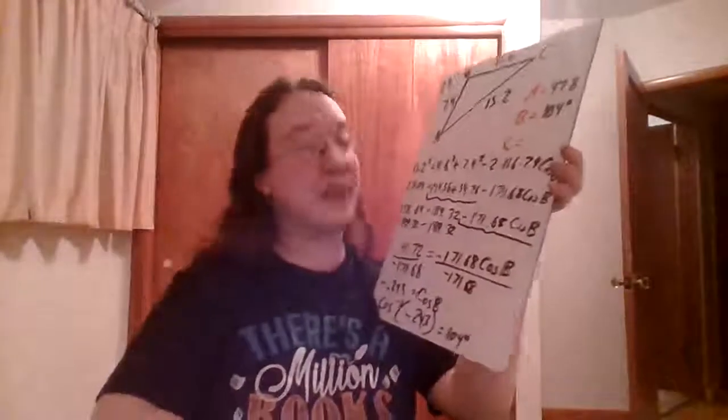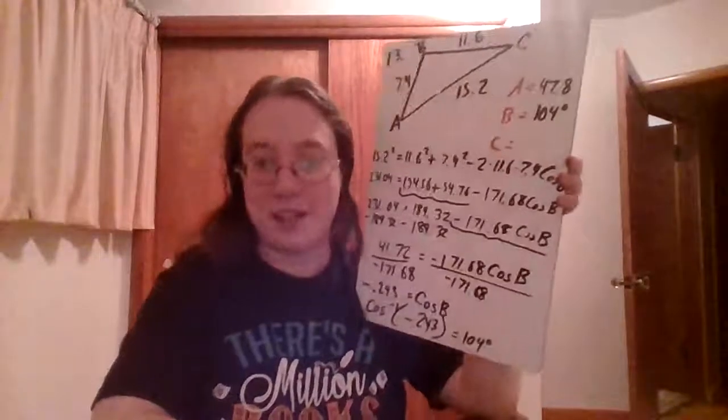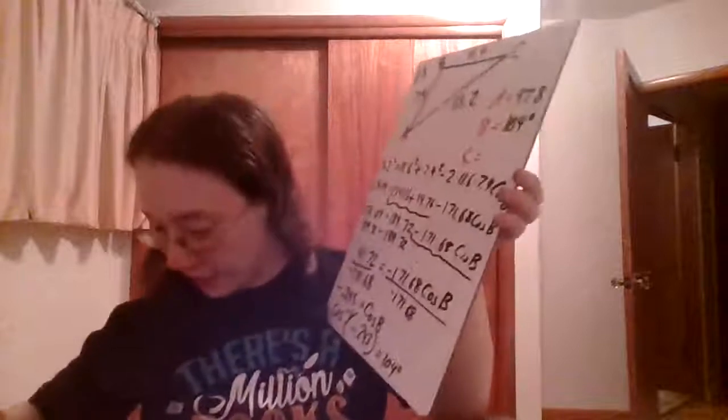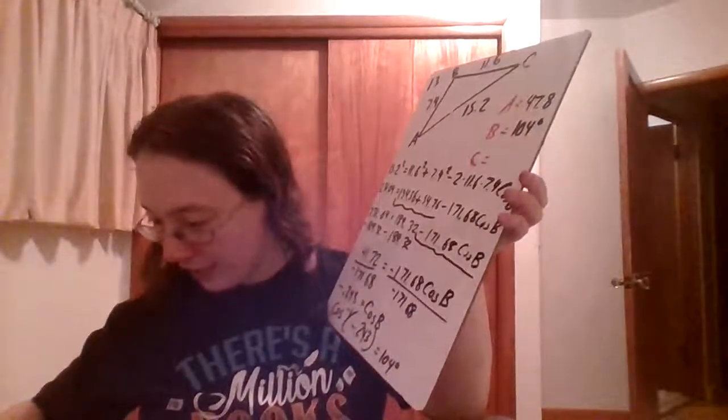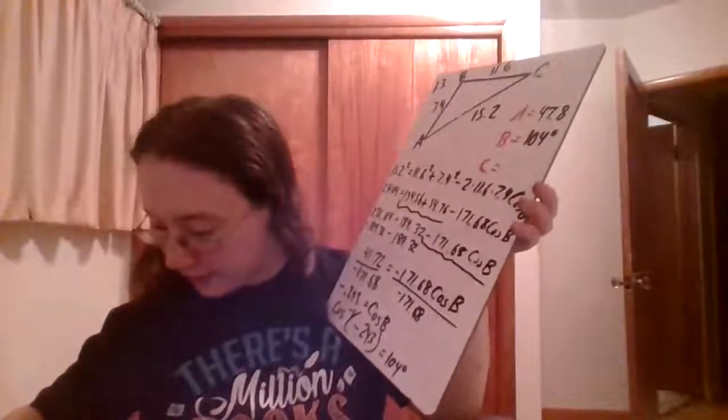Okay, and then C. The nice thing is you don't have to go through and do all of that again, because now we've got two of our angles, so we can just take 180 minus 104 minus 47.8, which gives you 28.2.